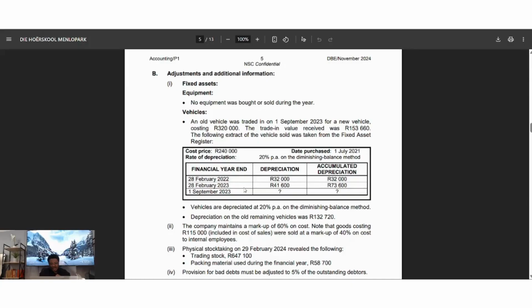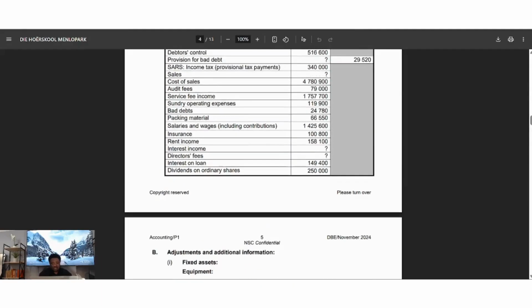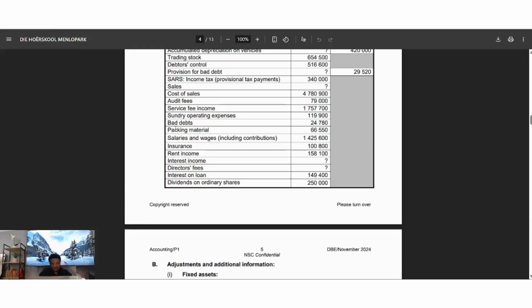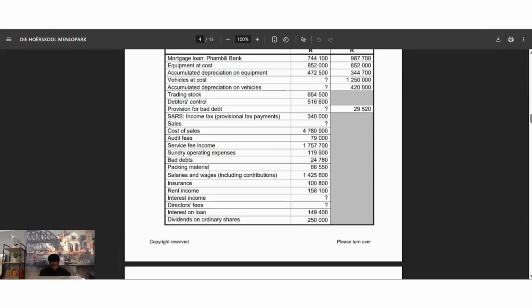All right, so the next thing that we are going to look at is maybe if there's any other incomes that we still need to calculate. Based on this, you can see that we got rent income. We don't have bad debts recovered, we could see here. Interest income, consider later. Director's fees, interest on loan and stuff like that. So we don't have other incomes to consider, sorry about that.